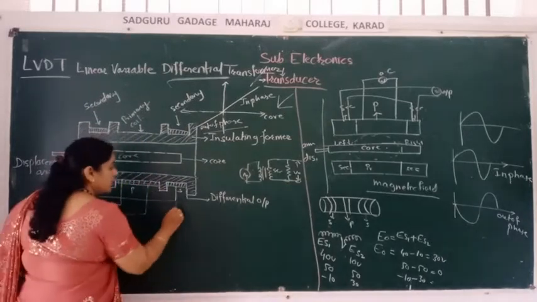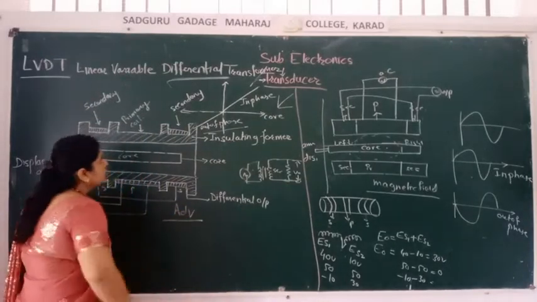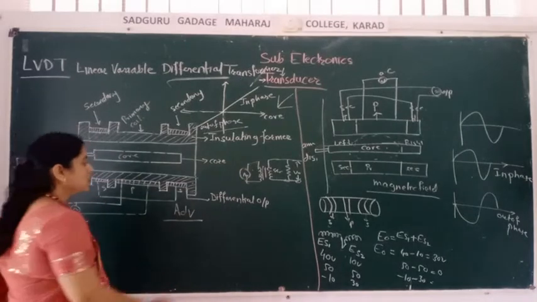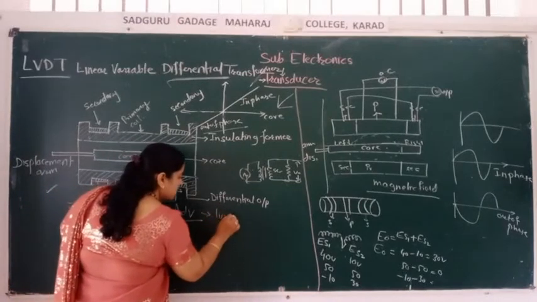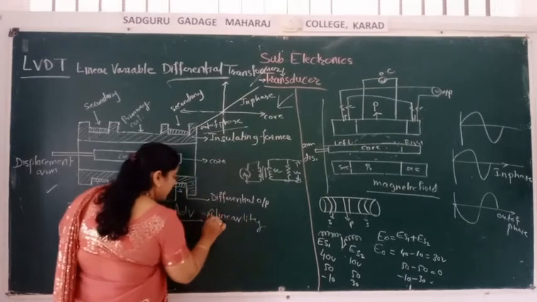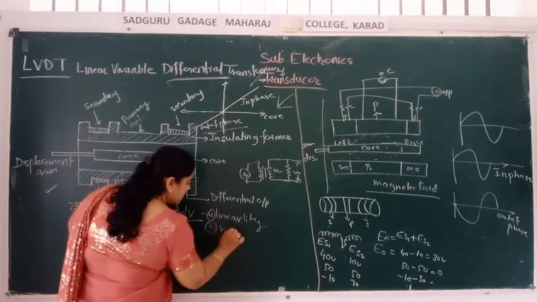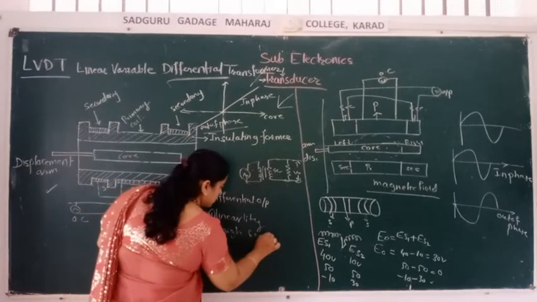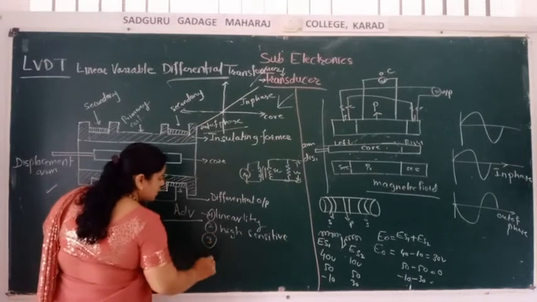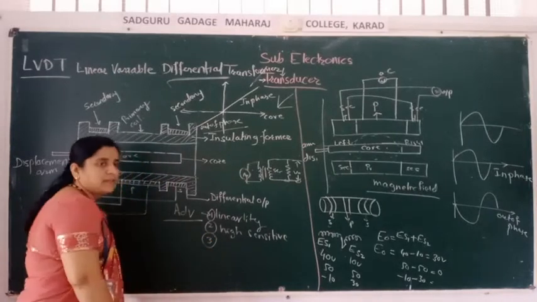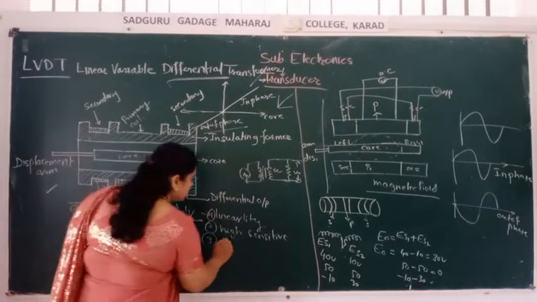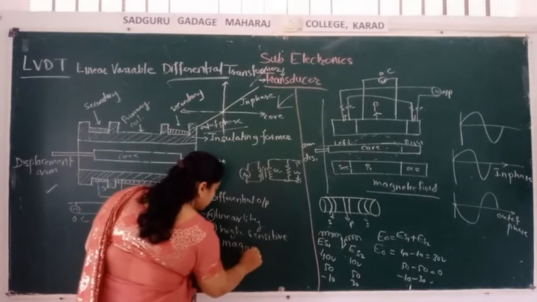So what are its advantages? The advantage of this linear variable differential transformer is, no doubt, it is linear. Therefore, linearity is there. That is the first advantage. Second, it is a highly sensitive device. Third, it works on the magnetic field, not the electric field, because the core is given here. Okay, so next it depends on the magnetic field.